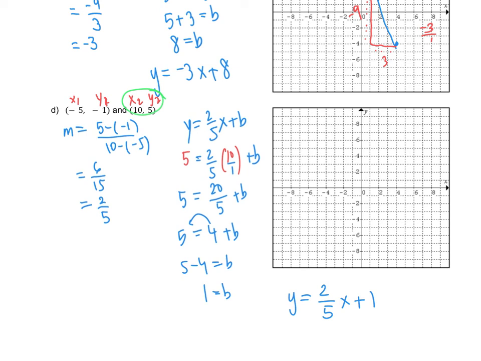Now I'll go through the visual way. So -5, -1 is here. 10, 5 is here. Use a ruler to connect the dots. If you use a ruler, you should be able to actually see your y-intercept right now. Looks like it's 1, but I'll double check as well.